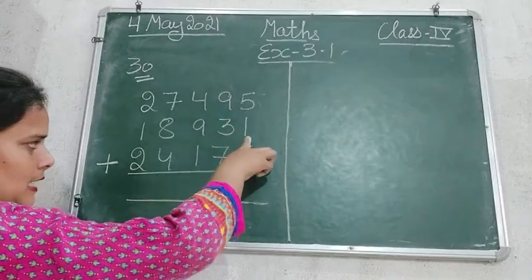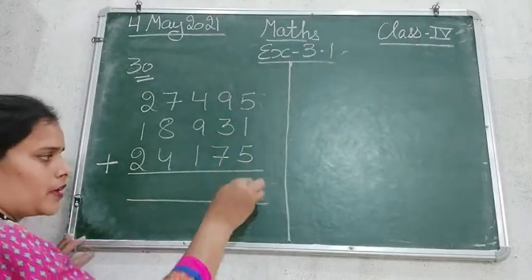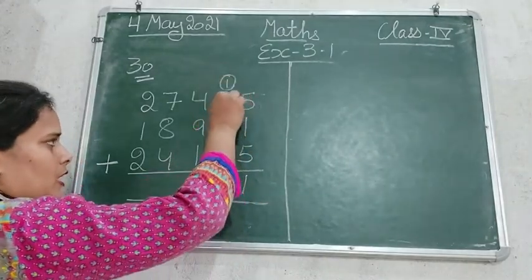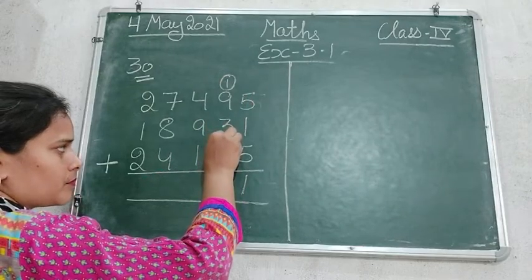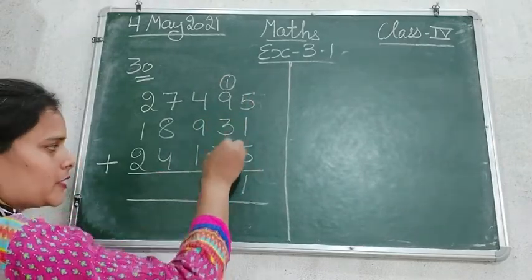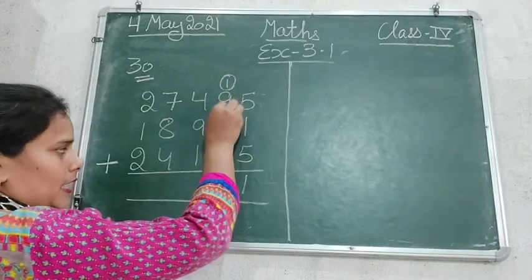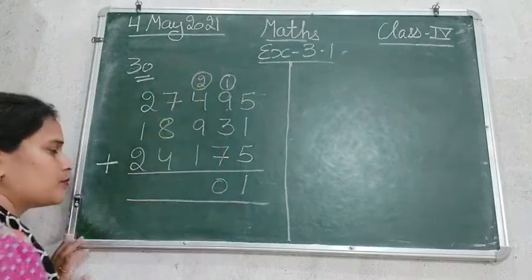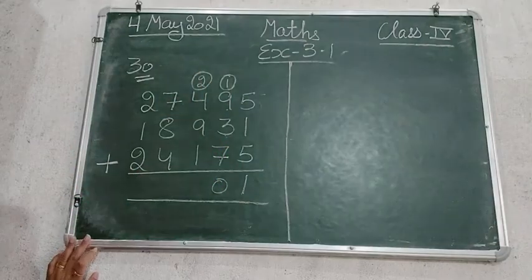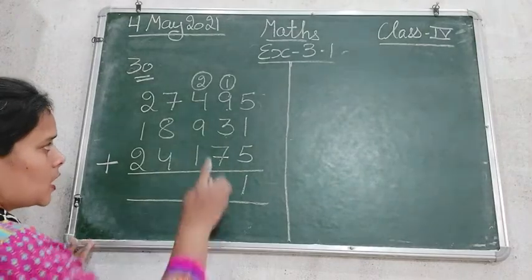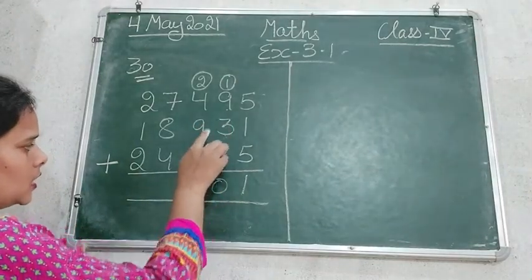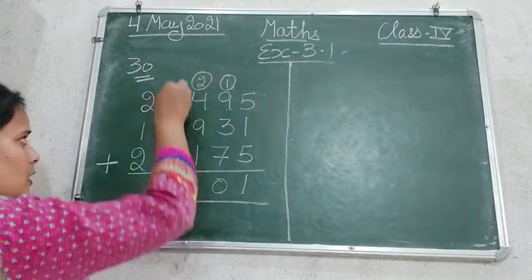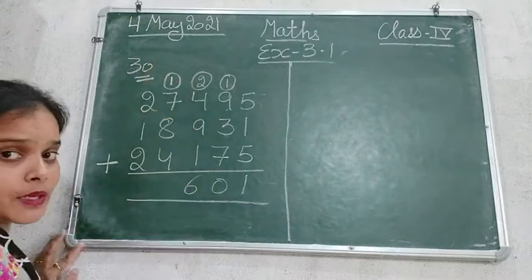5 plus 1, 6. 6 plus 5, 11. So 1 will be here. The next one will be carried here. Okay. 9 plus 3. 7 plus 3, 10. Plus 9, 19. Plus 1, 20. 0. 2 will be carried forward to the next number. Okay. Next. 4 plus 9, 13. Plus 1, 14. 14 plus 2, 16. 6 will be here and 1 will be carried to the next number.